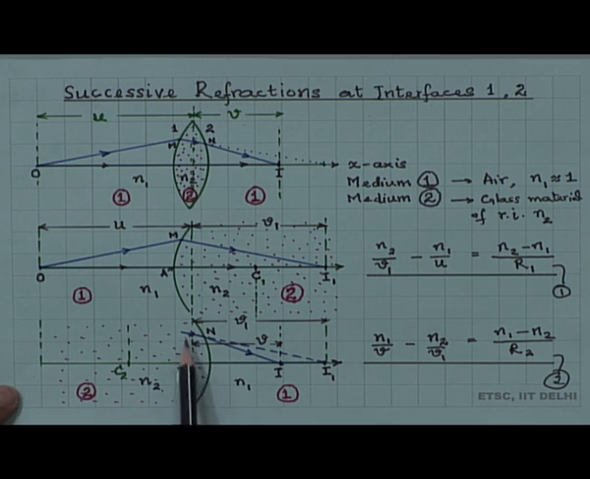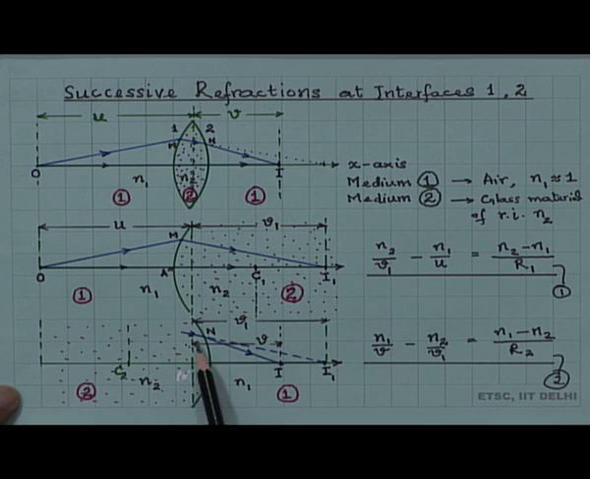Therefore, as far as this interface is concerned, the ray is coming from here, there is no object there, but this I1 acts as a virtual object. The image I1 acts as a virtual object for the second interface, and therefore, the distance from here to I1 is the object distance in this case, and the distance to I is the image distance. So, the object distance, image distance, and R2 is the radius of curvature.